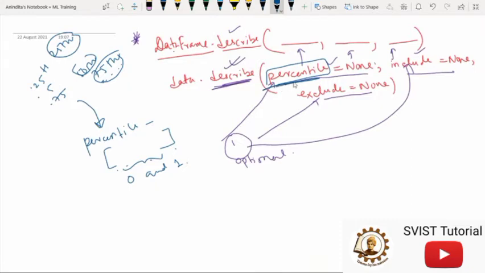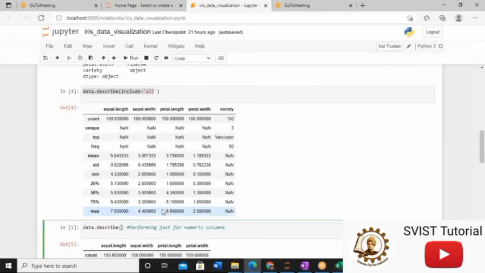Now what is the meaning of the 25th, 50th and 75th percentile? In one word, this percentile parameter represents values between 0 and 1 in a list-like representation, and it has these three values as default. Whenever you execute the code, you will find 25%, 50% and 75%. These three values are due to the first parameter present inside the describe function.